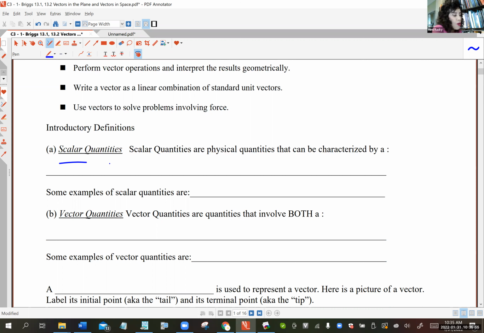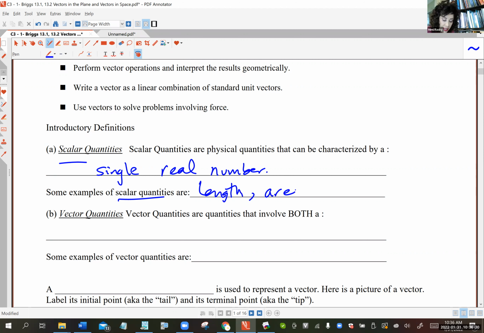So what is a scalar quantity? Anytime I ask, hey, folks, what's a scalar? You're going to go, oh, I know what that is. So I'm going to write this down, and hopefully on your course reader that you got already, or if not, you're going to get it today at the bookstore. You're going to write down, it's simply a single real number. So scalar quantities are physical quantities that can be characterized by a single real number. What are some examples of that? Length is a scalar. Area is a scalar. Volume is a scalar.